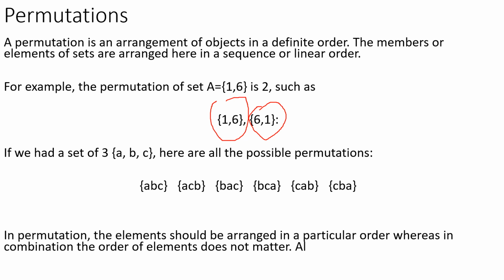If I had a set of 3 letters, A, B, C, there are 6 possible permutations: ABC, ACB, BAC, BCA, CAB, CBA.